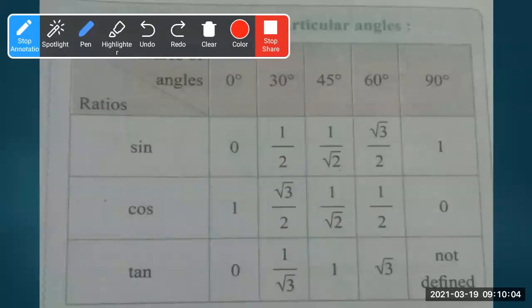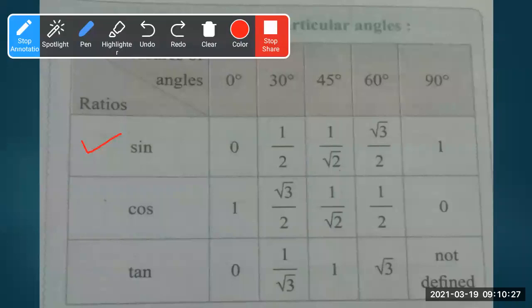So just have a look over here. Sine 0 degree is what? 0. Sine 30 degrees is half, sine 45 degrees is 1 upon root 2, sine 60 degrees is root 3 upon 2, whereas sine 90 degrees is 1. I have explained how you get these values: 0, 1 upon 2, 1 upon root 2, root 3 upon 2, and 1.